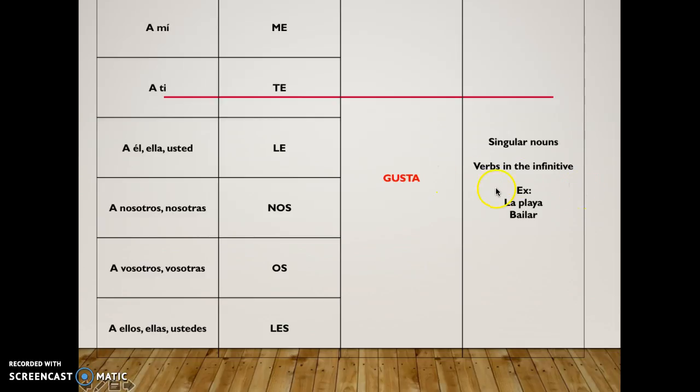But basically, one more time, if there's a singular noun, you use gusta, and then you use this pronoun to describe whoever the action or object is pleasing. If you want to specify to whom it's pleasing, then you put a and then the name of the person, comma, and then you put the pronoun, then the verb, then the noun, or verb in the infinitive form. Do not conjugate this verb. Gusta is already conjugated, okay?